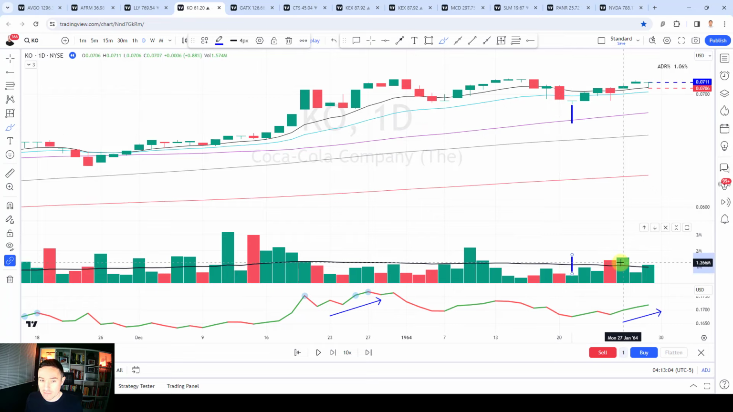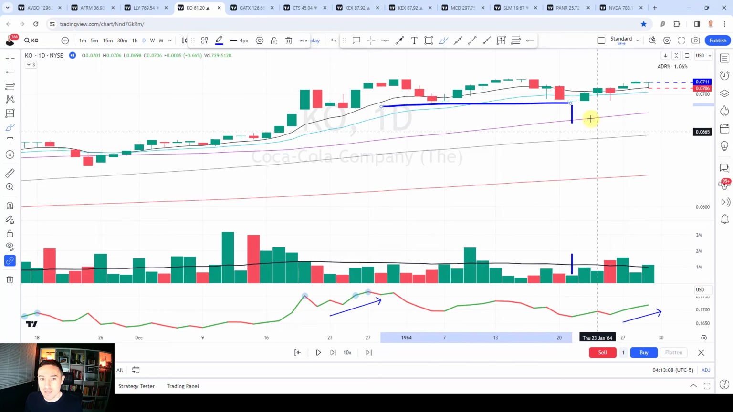And what do you notice about the volume? There's hardly any. And where does it happen? It happens at the base lows. So what is this bar telling you? There's hardly any supply. That's actually a really, really good setup there. If you were trading on the 21st of January 1964, which I doubt many of you were, me neither, that is a really, really good setup.